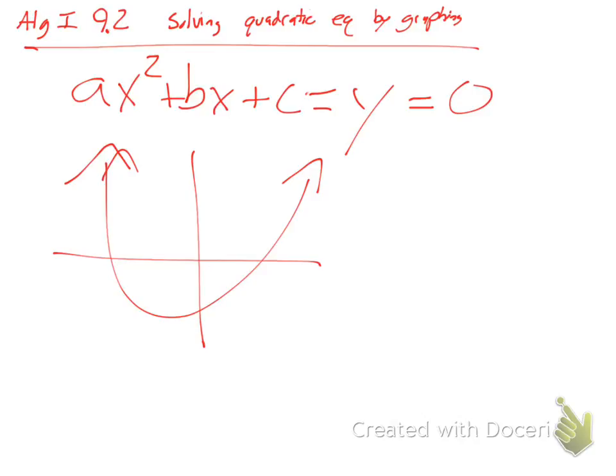So, what we're doing when we're solving, we're looking for x-intercepts. We're looking for our x-intercepts. So all you are going to do is graph the equation and look for these guys.